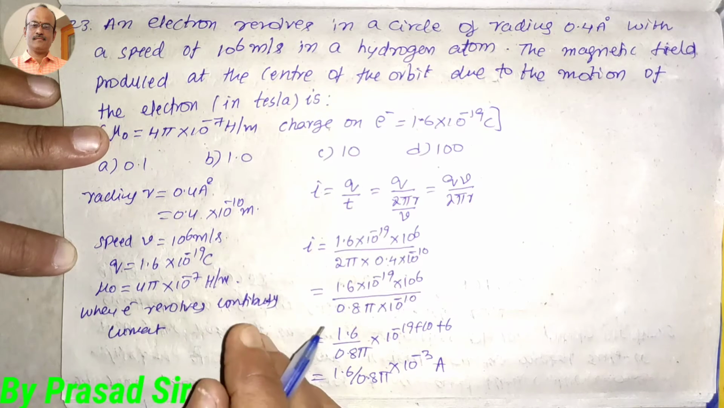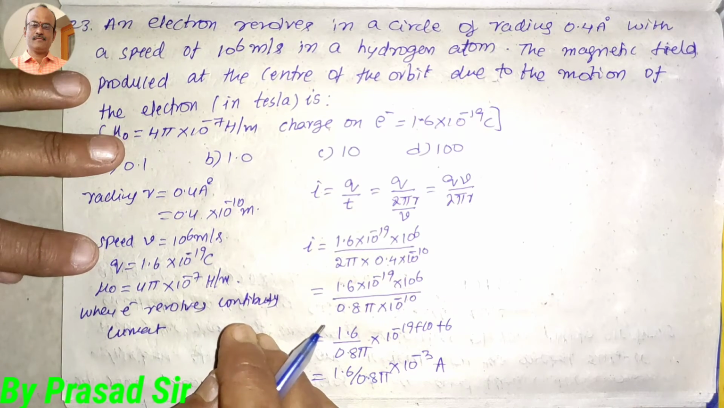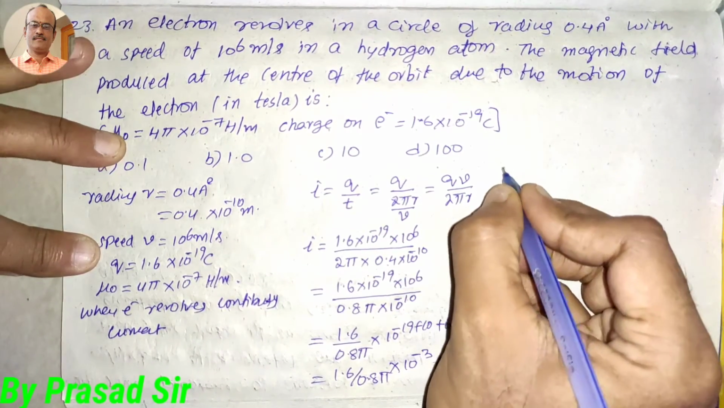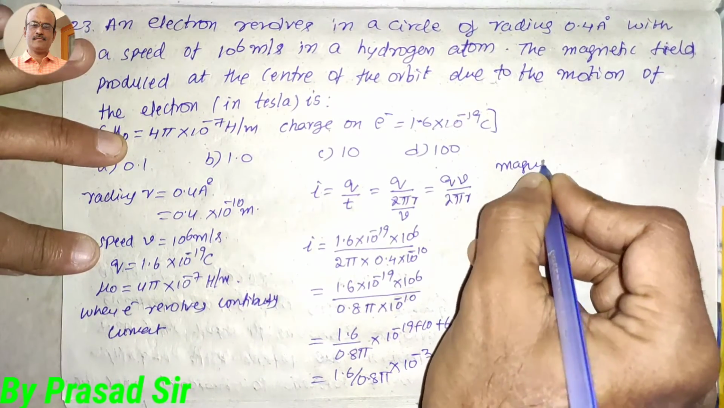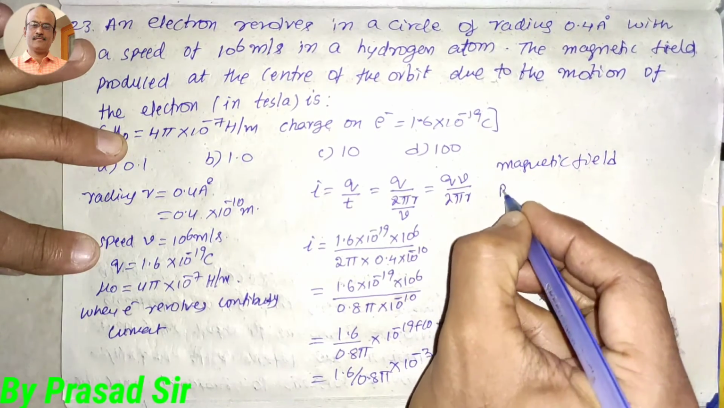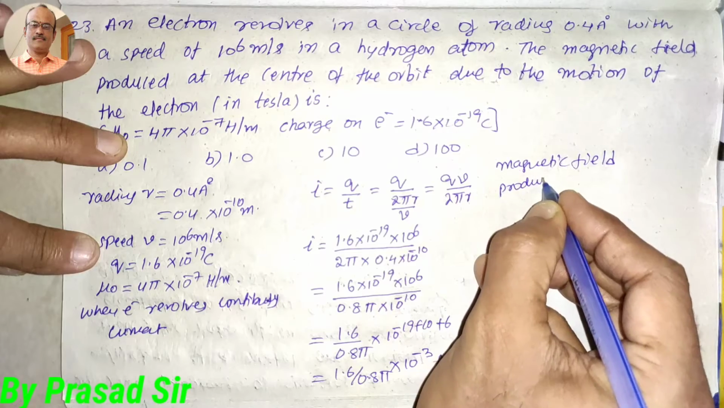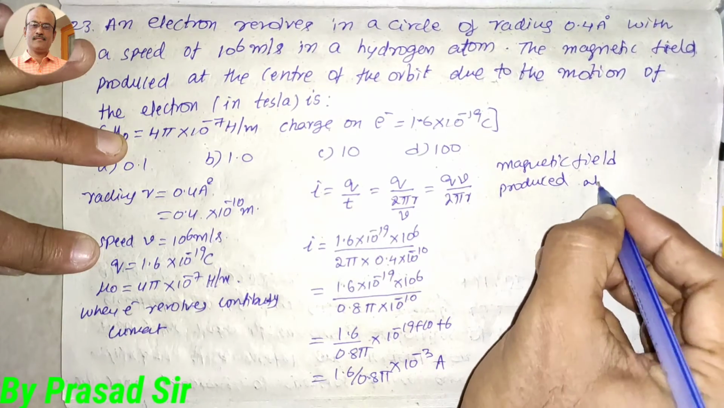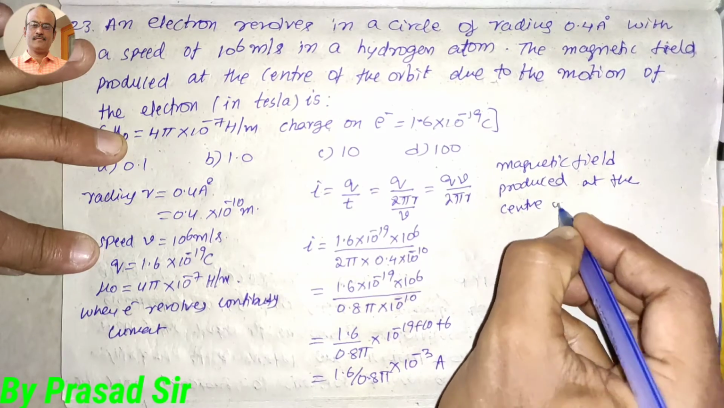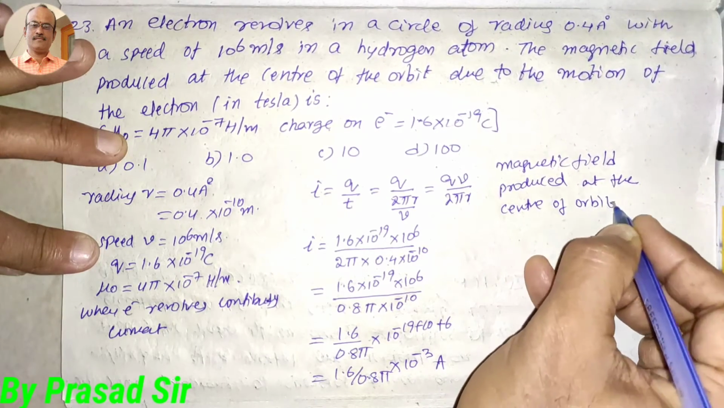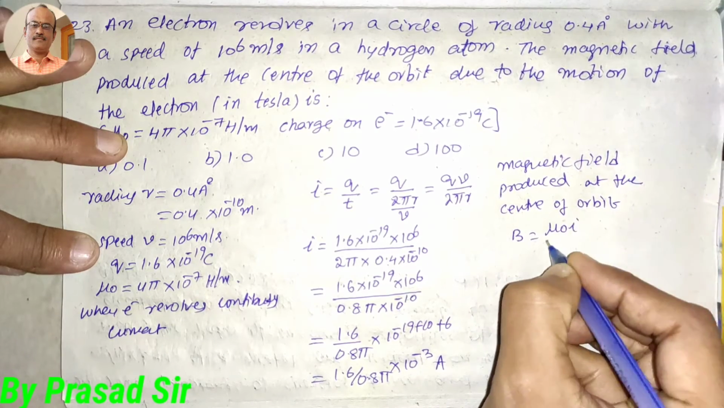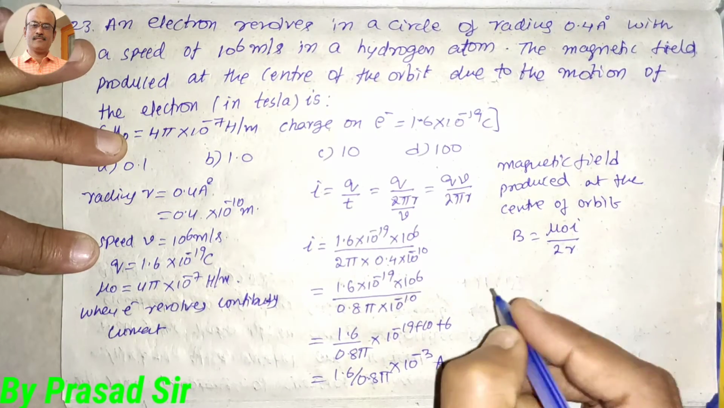But which one do we want to calculate here? The magnetic field produced at the center of the orbit. So the magnetic field produced at the center of the orbit is B equal to mu naught I by 2R.